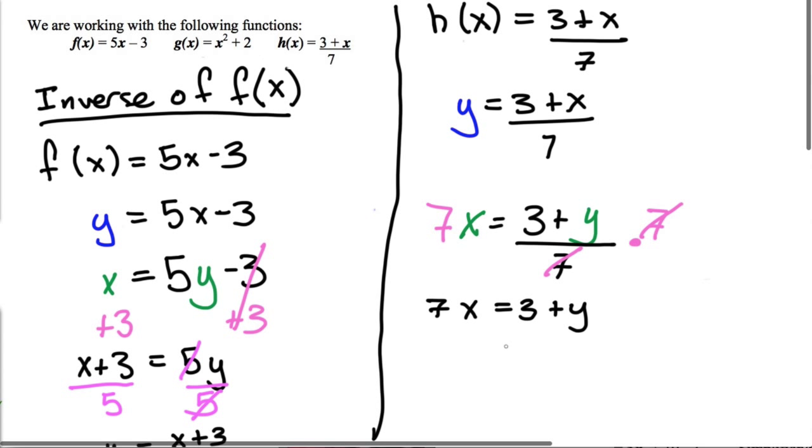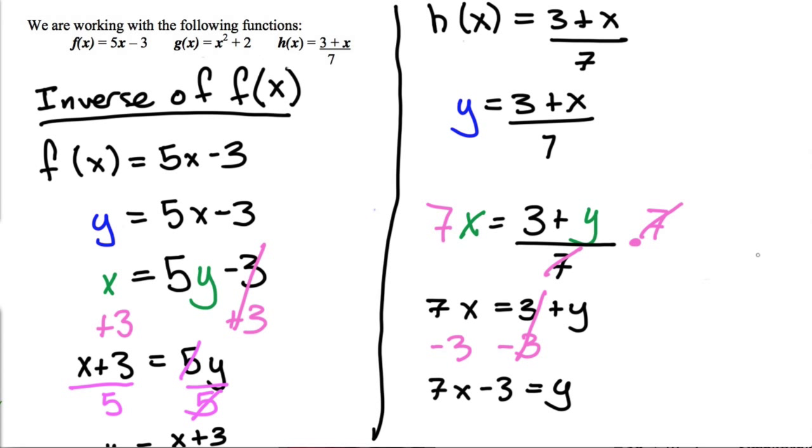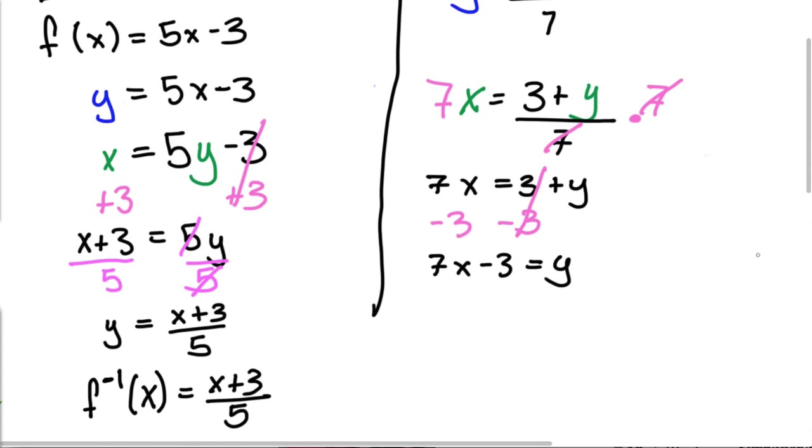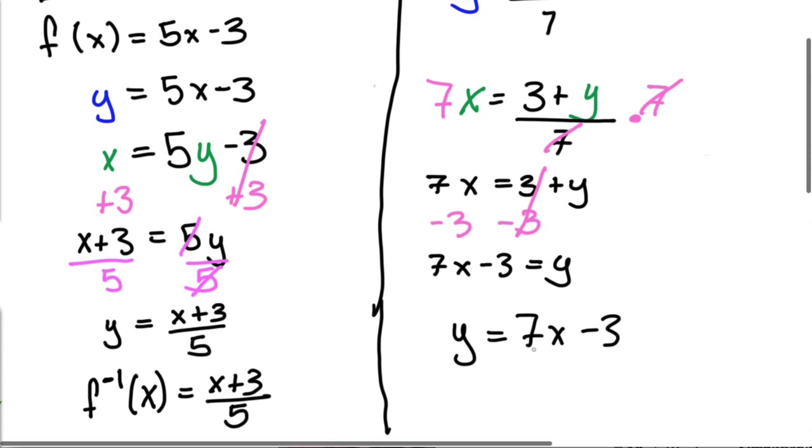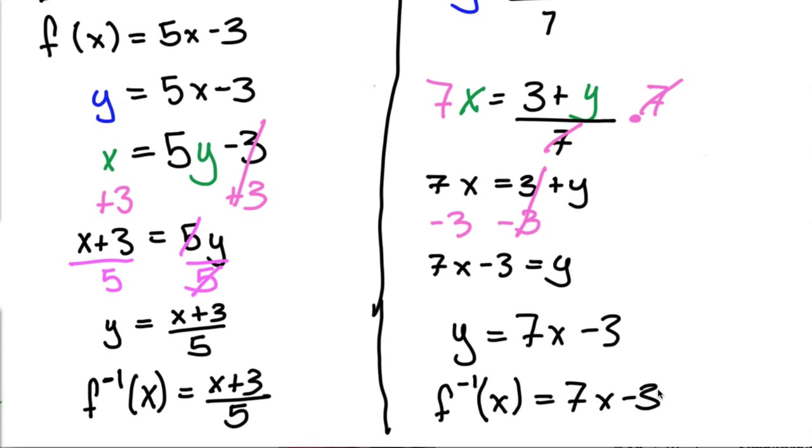And then I'm going to subtract 3 from both sides. And that's going to leave me with 7x minus 3 is equal to y. Now the last two steps, I'm just going to rewrite it as y equals 7x minus 3, and then replace the y with h inverse of x is equal to 7x minus 3. And now we're done finding the inverses.